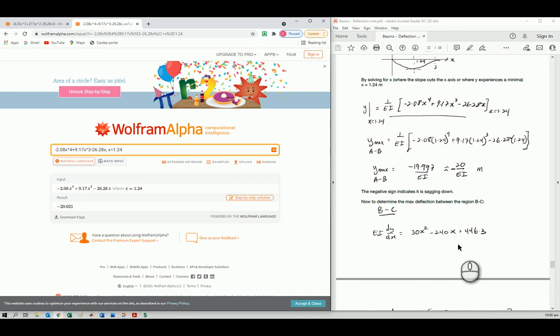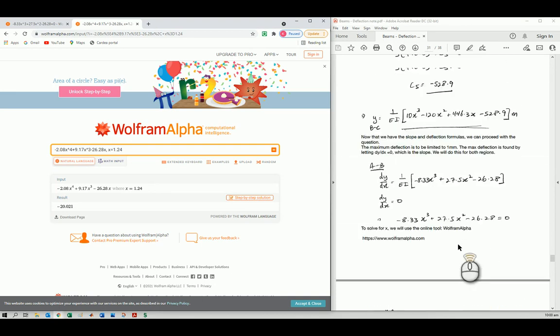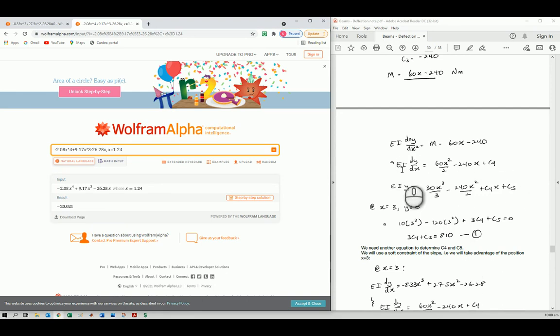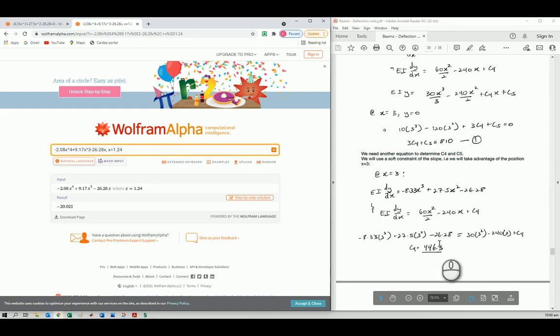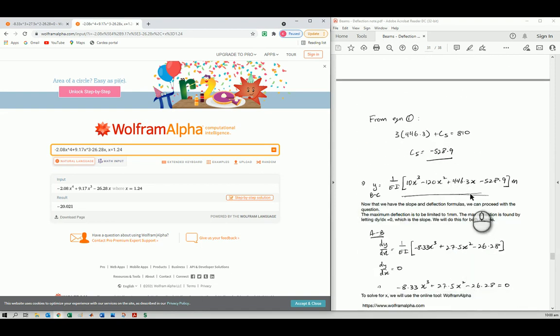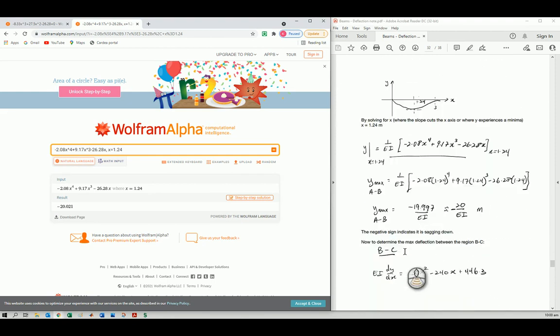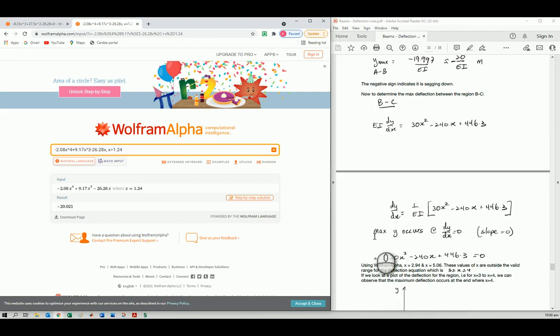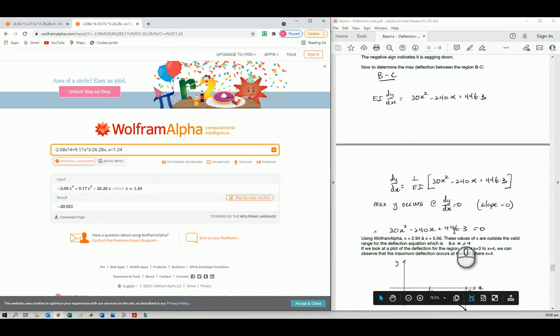We have the slope that was defined between the region B and C. So that was the slope here. We had calculated C4. C4 was 446.3. And then eventually we calculated C5, and we have the deflection between the region B to C. Right, so we're interested in the slope. We're saying the slope is equal to 0. So the max y occurs when dy/dx is equal to 0, and that's when the slope is equal to 0. And now we could again solve for x.